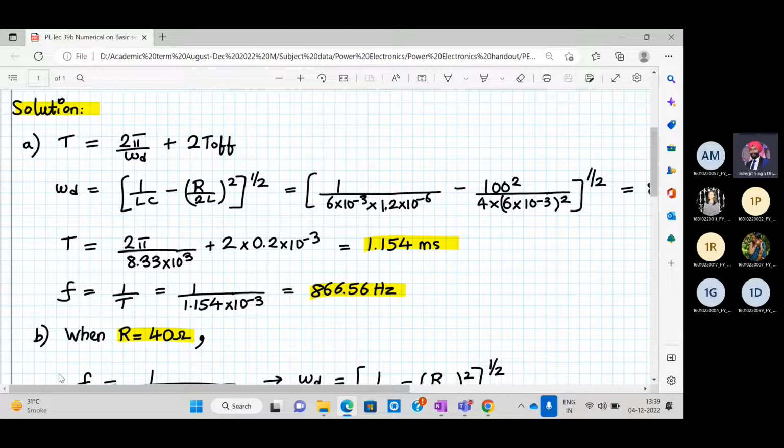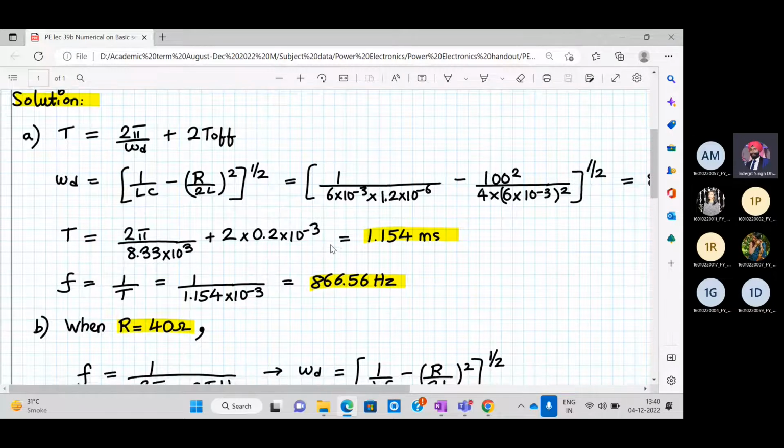Completed? Please cross check the values. Okay. Are the values matching with what you are calculating?